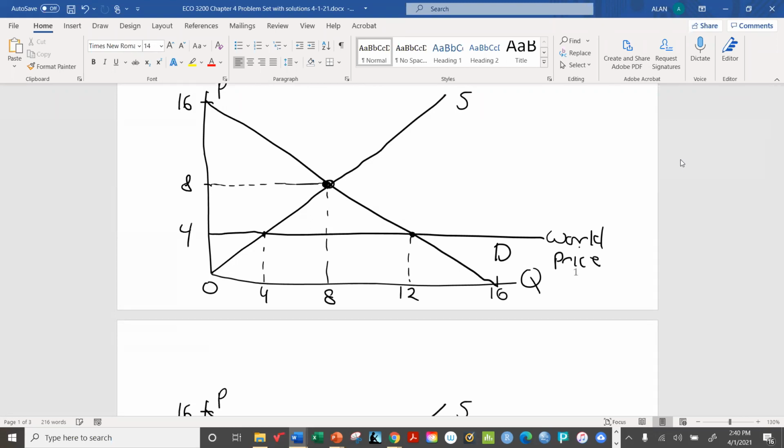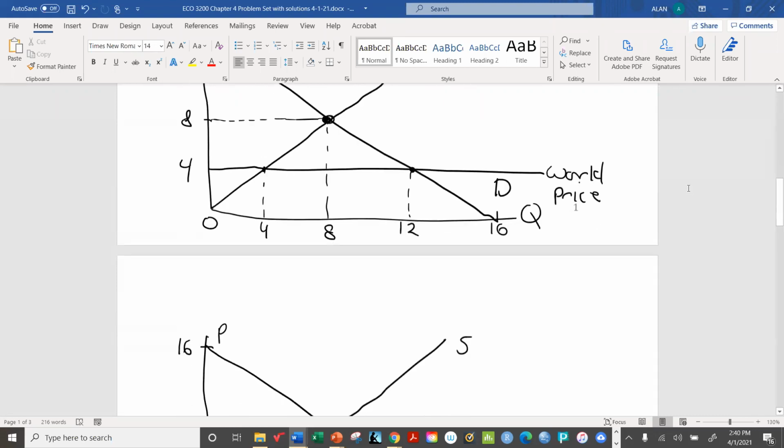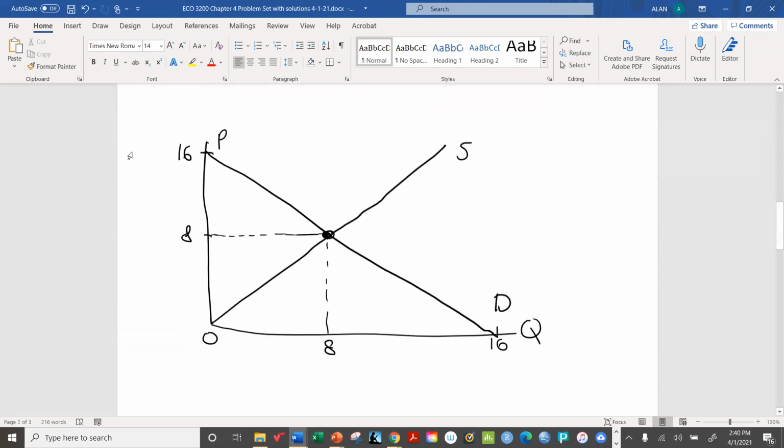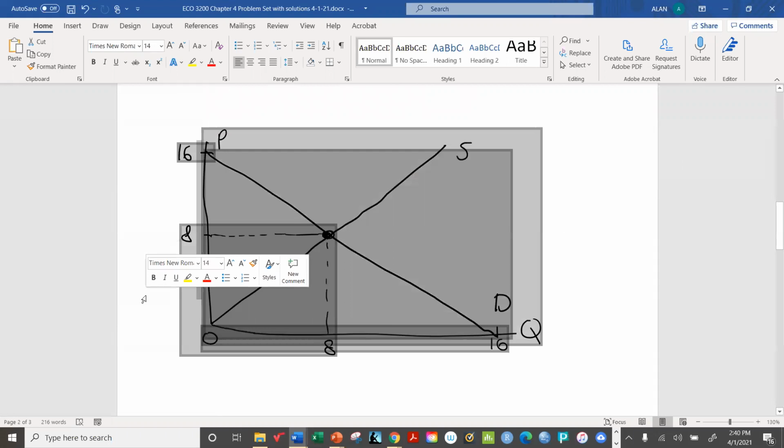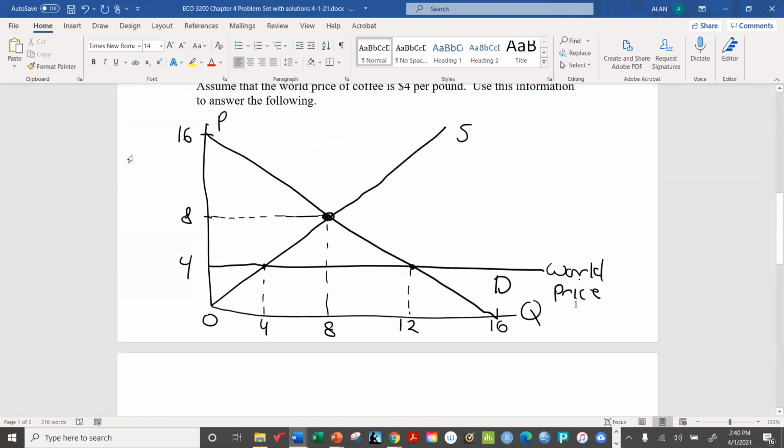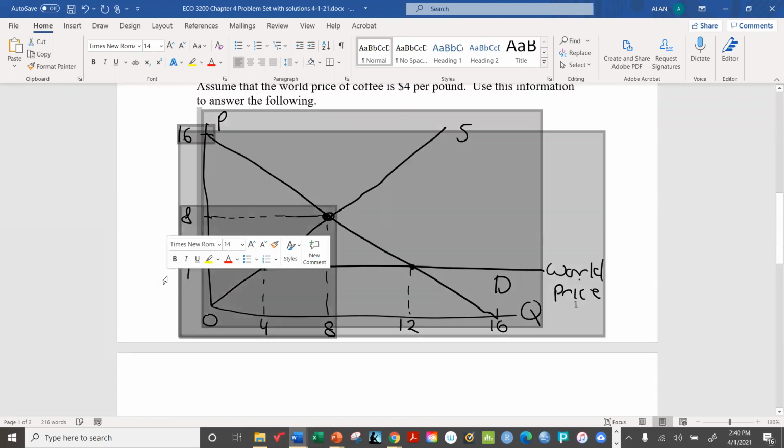All right, now we're all set. We've got the domestic supply and demand curves. We also have the world price. So actually, I don't need this. I'm going to copy this down below.